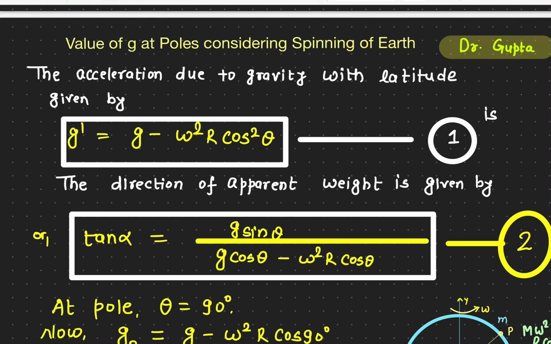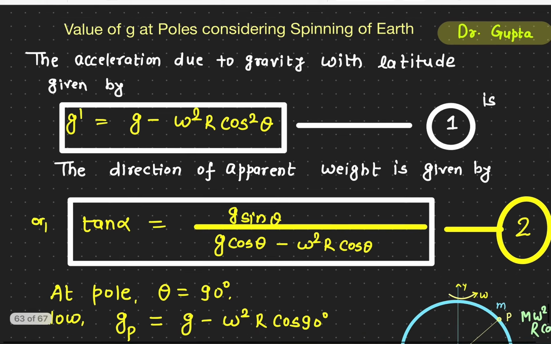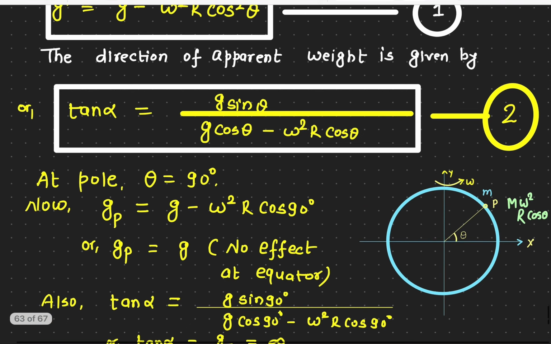Good afternoon, everybody. In this video, we're going to find out the value of acceleration due to gravity at the poles, considering the spinning of the Earth, considering the rotation of the Earth about its own axis. So, why does the spin have an effect on the Earth?